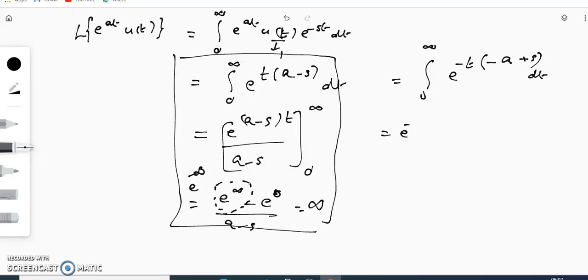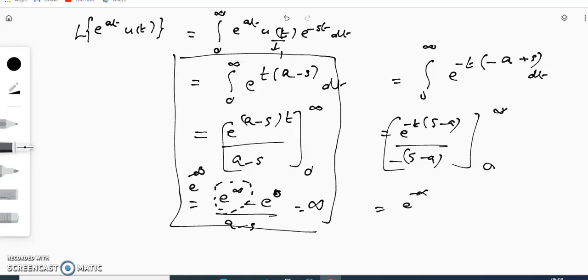So this is e raised to minus t into (s minus a), divided by minus of (s minus a), from 0 to infinity. So this is e raised to minus infinity minus e raised to 0, divided by negative (s minus a), which is equal to 1 divided by s minus a.